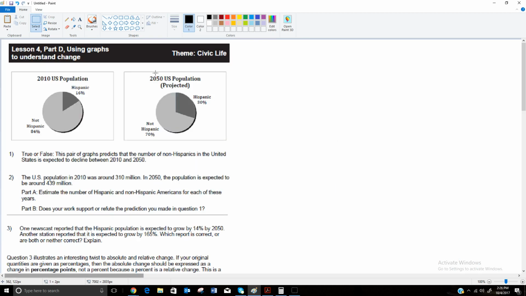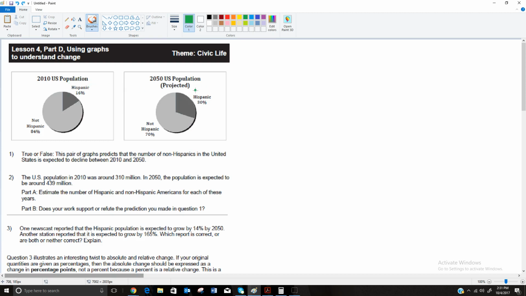Okay, so now on to lesson 4D, and we're still talking about representing data and such, but now the theme is civic life, so we're looking more at how a person fits into the world or helps society. And so what our two graphs have here are a 2010 U.S. population and the 2050 U.S. population, projected of course because that's in the future. And for the 2010 U.S. population, we have a real broad spectrum of people that would be considered non-Hispanic versus people that live in the U.S. that are Hispanic.